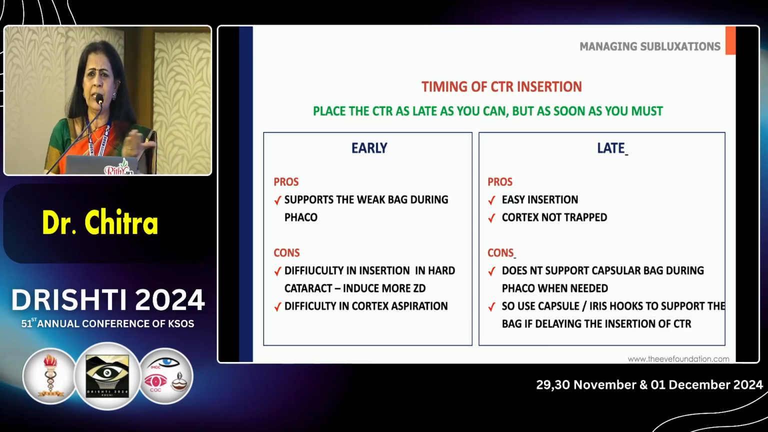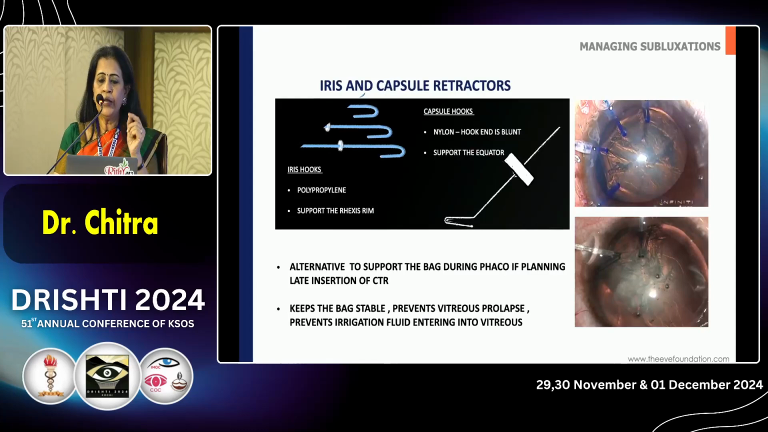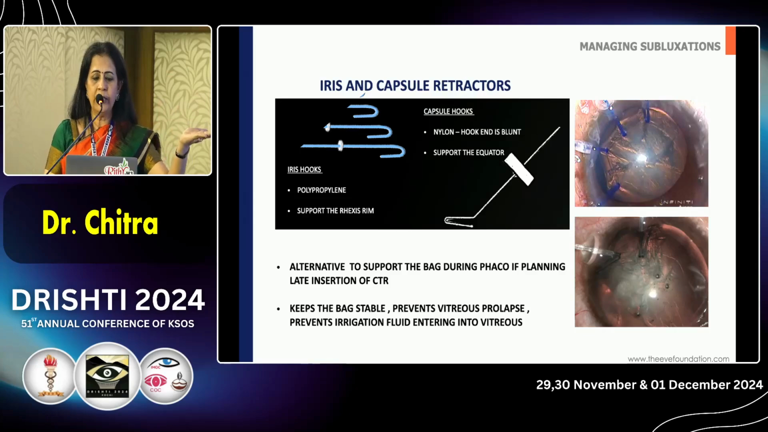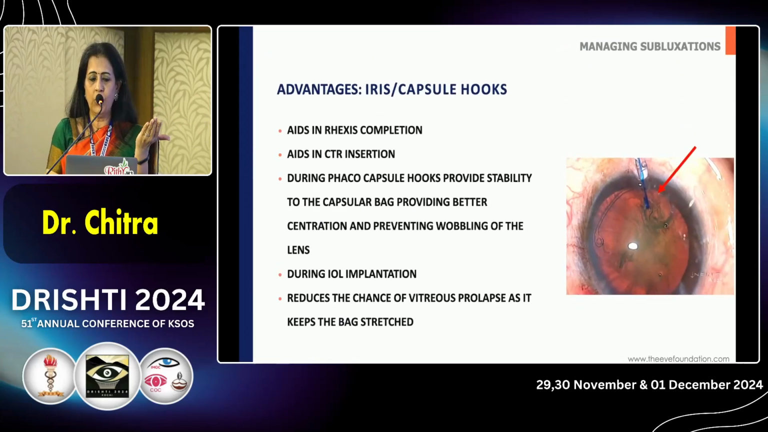How late can you put it? You can put it late in a softer cataract, but sometimes it makes sense to use capsular hooks to stabilize the bag and do the surgery and then place the CTR. And now, the support systems could be iris hooks, but that supports at the capsular margin only, and then there are polypropylene capsular hooks or nylon hooks.